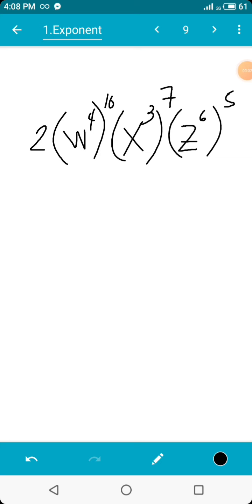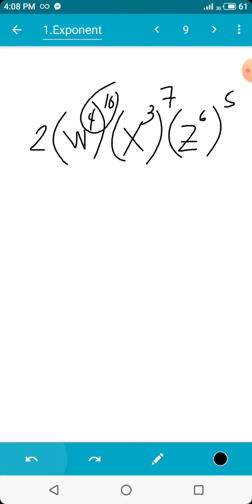Okay, so let's simplify this expression. So we have here 2w raised to 4 raised to 10, and then x cubed raised to 7, and then z raised to 6 raised to 5. Okay? So, kung naalala niyo yung rules natin, pag ganito yung scenario, diba, i-multiply lang natin yung exponent nila.